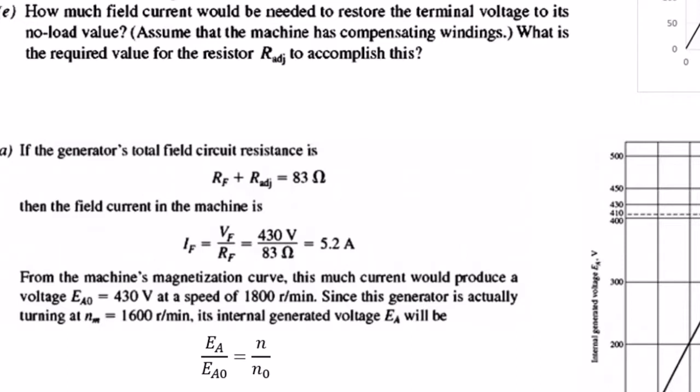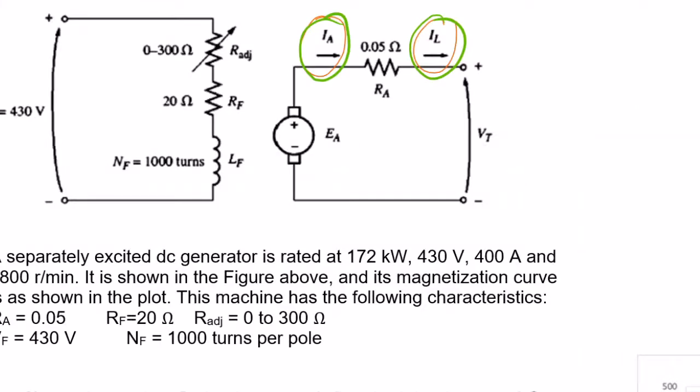First, we work out the total field resistance, and then we can work out the field current by dividing the field voltage by the field resistance. Because you can see IF is flowing here, and this IF is simply equal to VF divided by the total resistance. Okay, so you get IF equal to 5.2.